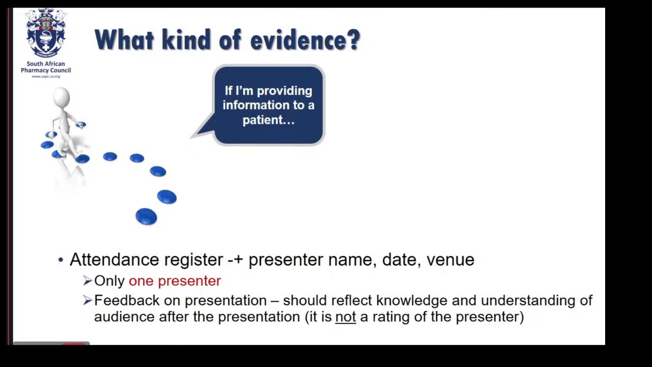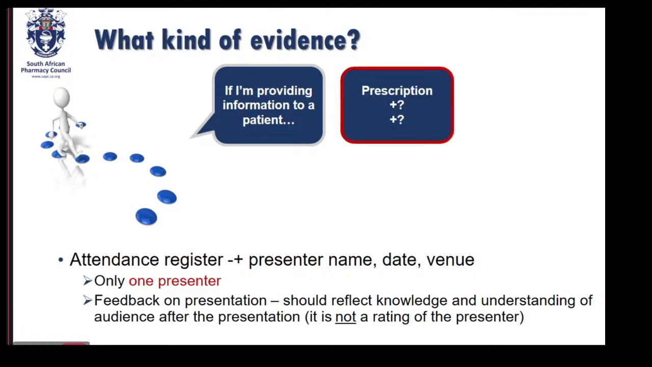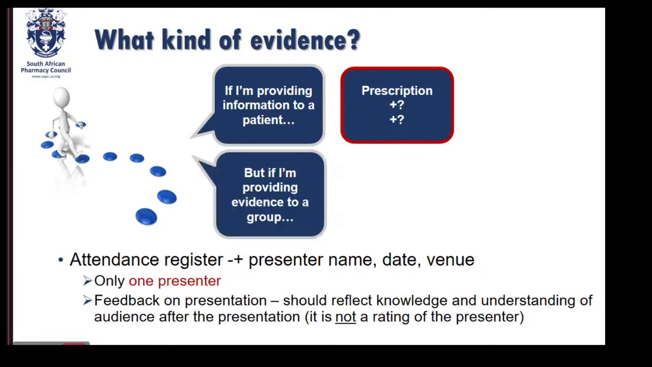So what kind of evidence are we looking at? So for example, if you are providing information to a patient, say we are looking at medicine dispensing, then we will probably look at the prescription and what else can you think about? We maybe use the patient information leaflet, we maybe use the SAMF depending on the scenario. So there we will have a look at what information you will be providing to the patient.